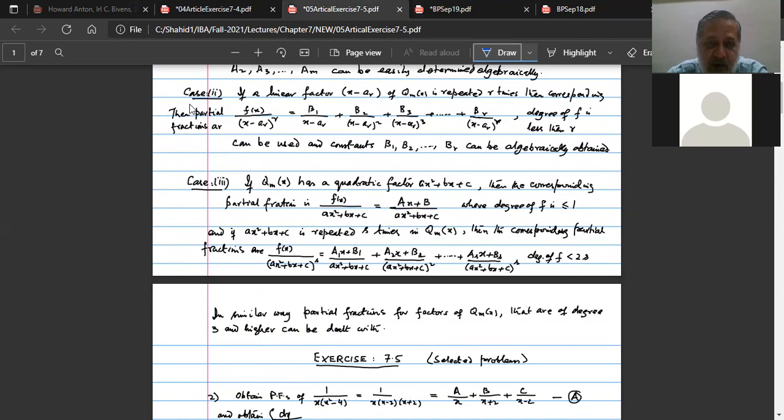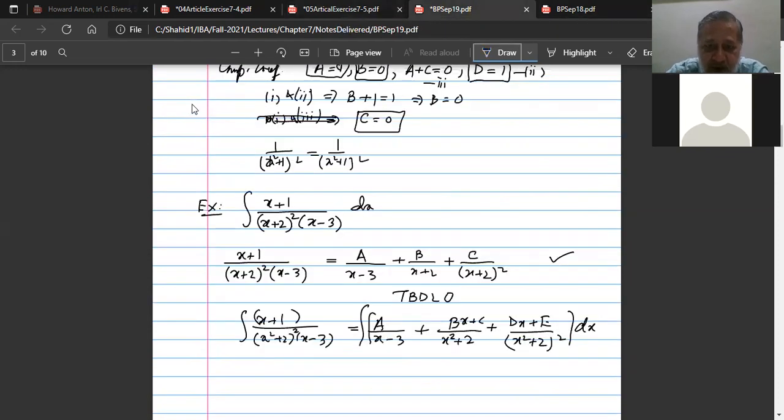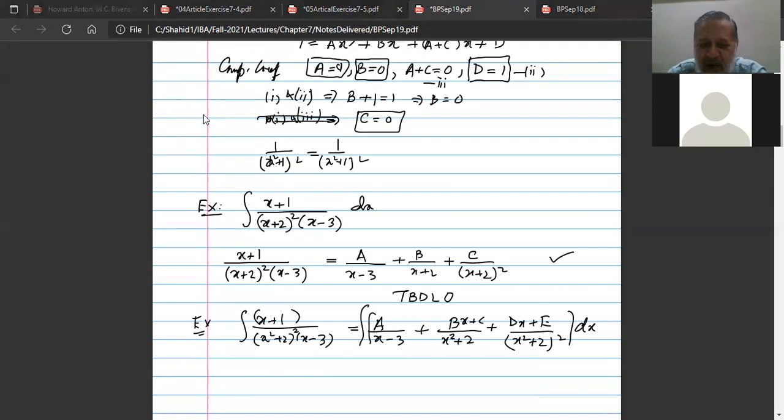and the corresponding problems are also tricky. So I have stopped the discussion at this example and this example. One where we have a linear factor repeated, what we have to do. One where we have a quadratic factor repeated, what we have to do. So that I will discuss inshallah next time. So at this stage, I stop my lecture.